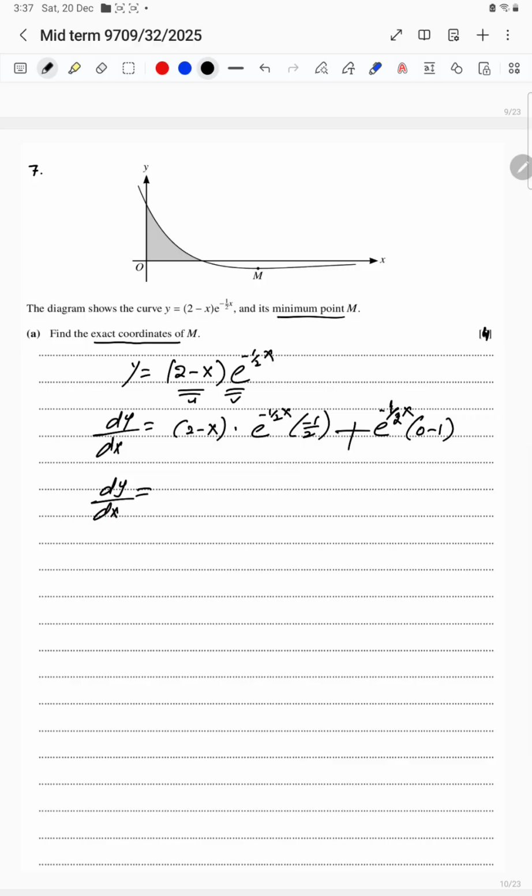You need to be very careful about the product rule. Minus (2 minus x) by 2, and I can take minus common as well. e raised to minus 1 by 2 x minus e raised to minus 1 by 2 x.